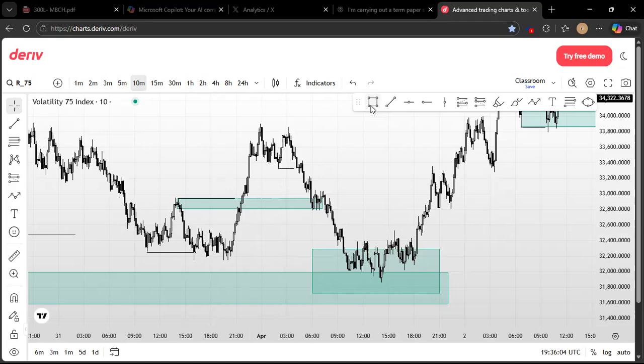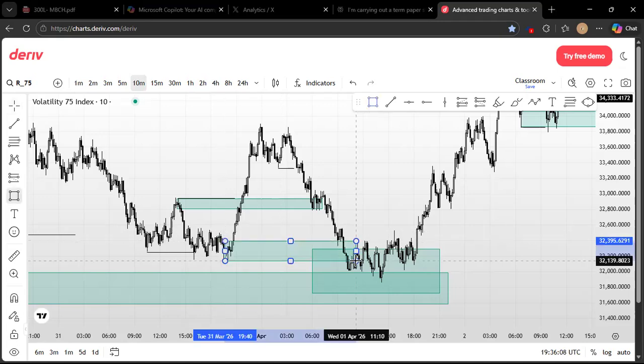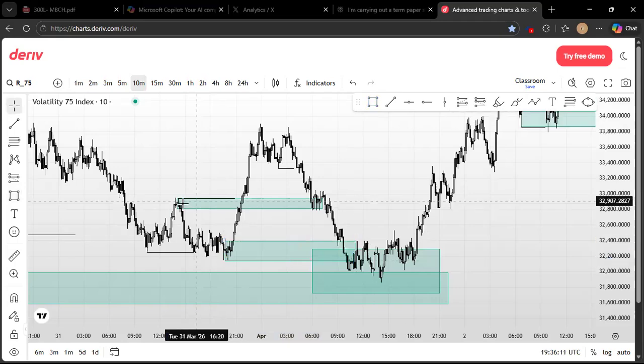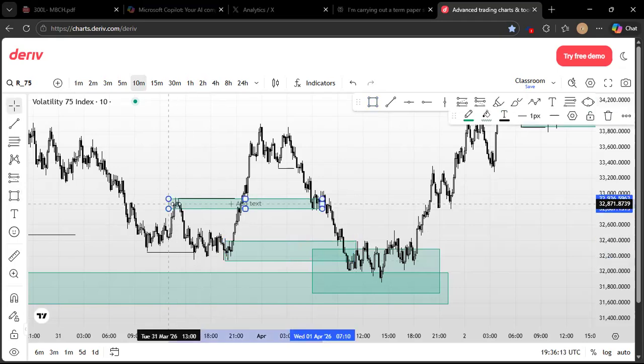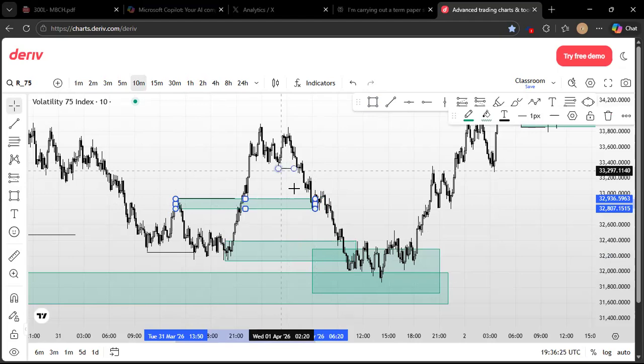But if you are to mark out your other block, which is at the extreme end here, then mark out your breaker block. You need to check which one is closest to the liquidity. The one that is closest to liquidity, that's the one you consider first before the next one. And you can see that both these and this one got invalidated.